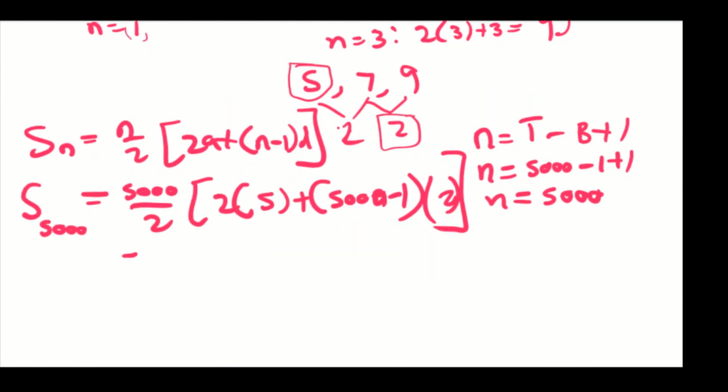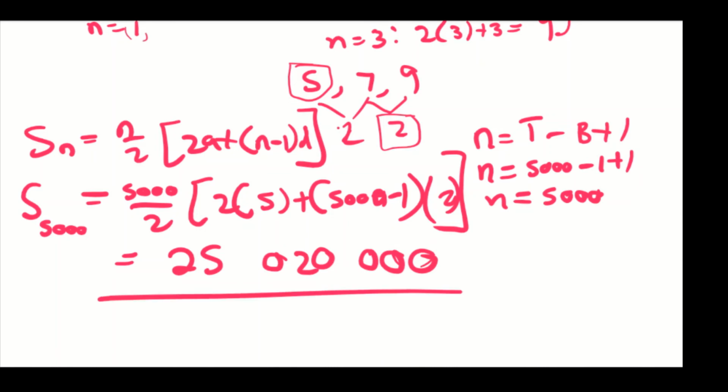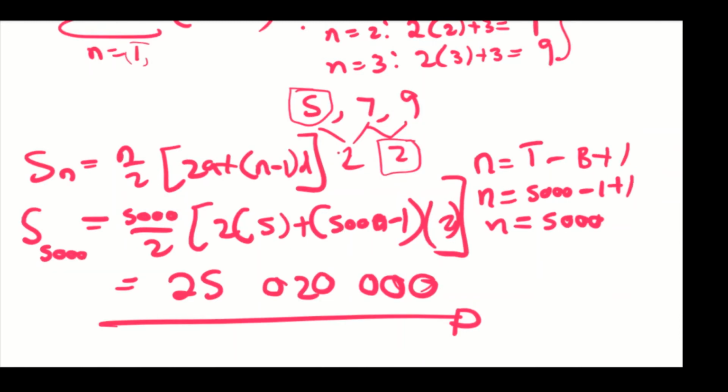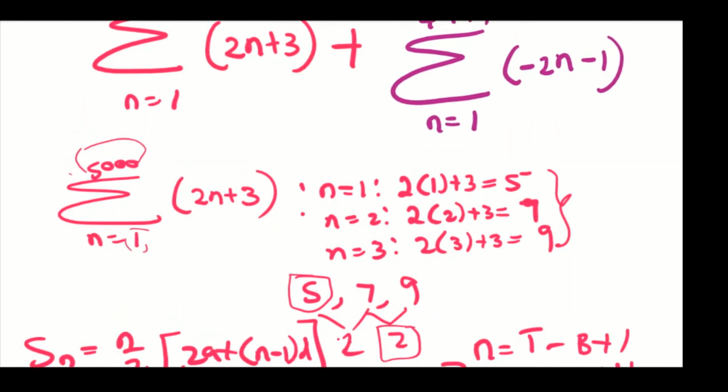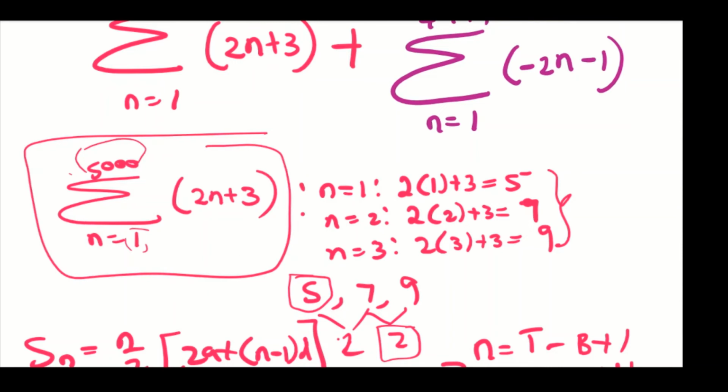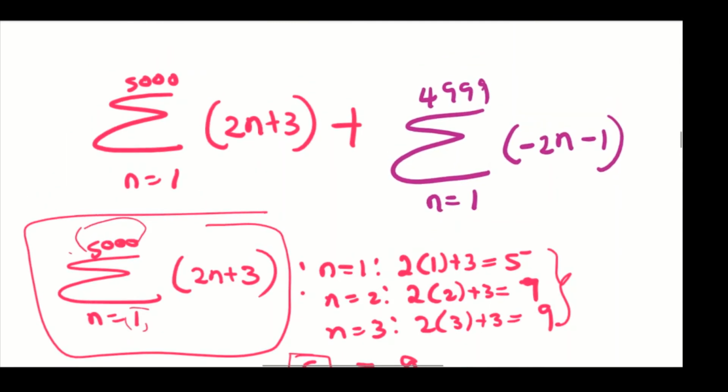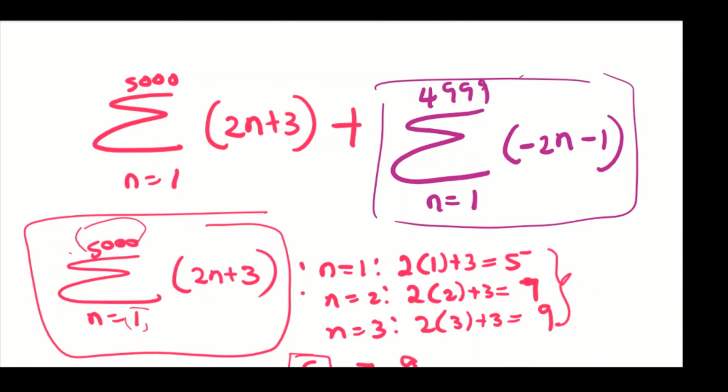You should punch this into the calculator and you'll get a value of 25,020,000. Right, so that is the sum of this expression here. Now we're going to find the sum of the other one and then add both together.